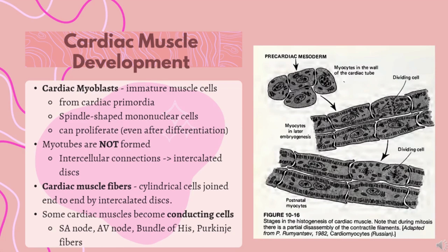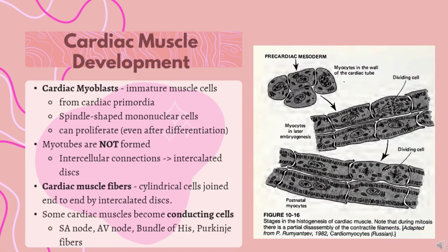Instead, they only form specialized intercellular connections called intercalated discs, forming rows of cardiac myoblasts connected end to end. Eventually, these cells would mature through various cellular changes such as the accumulation of contractile proteins, becoming cardiac muscle fibers, which are composed of multiple cardiac muscle cells joined end-to-end by intercalated discs.